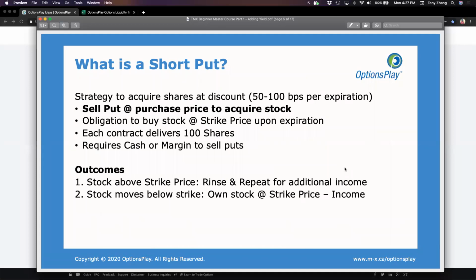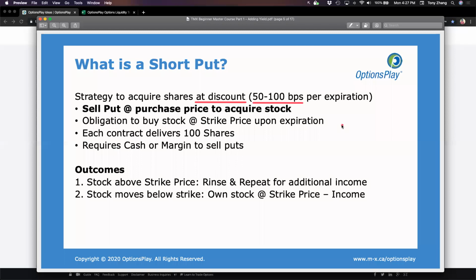Now, most options education with respect to income strategies usually starts with the covered call. But the reason that I don't start with the covered call is because the covered call assumes that you already own some stocks. But stocks don't just magically appear in our portfolio. We have to acquire those stocks. We have to buy those stocks. So that's why I want to start with a short put, because a short put is a strategy that allows you to acquire some stocks and ETFs in your portfolio at a discount. Usually that discount factor is somewhere in the 0.5% to 1% discount on a stock purchase.